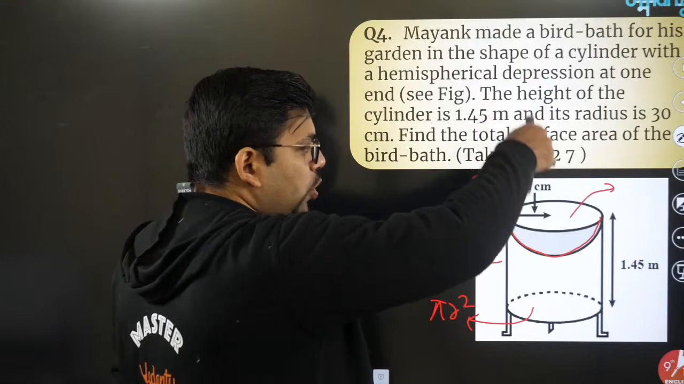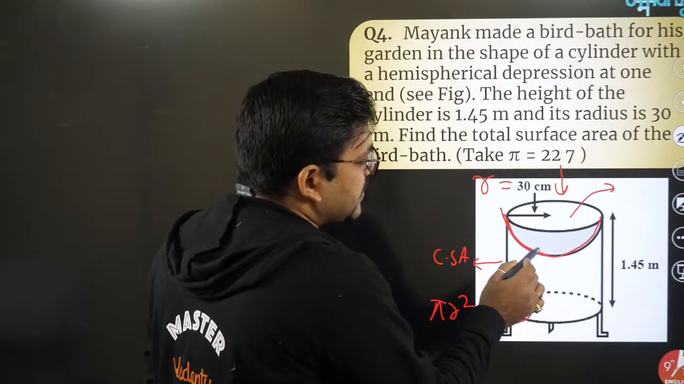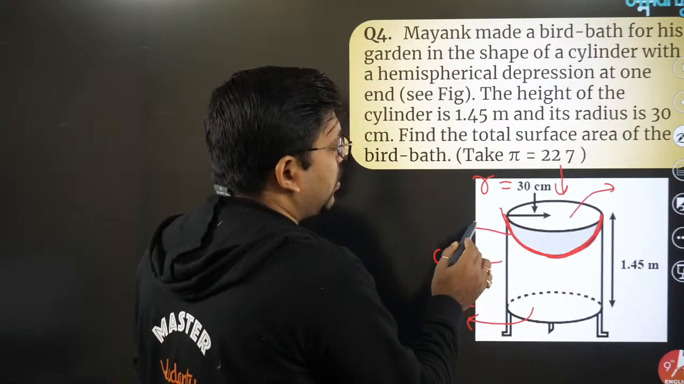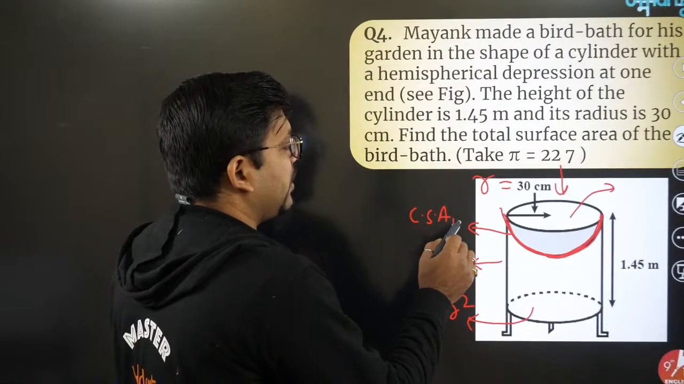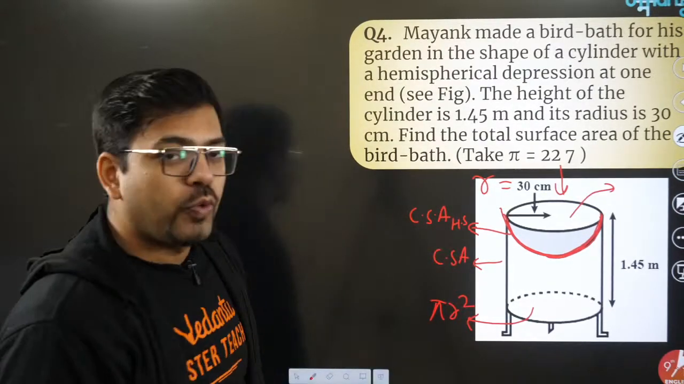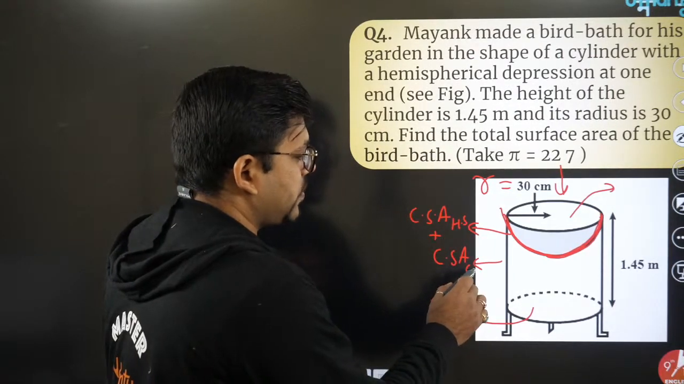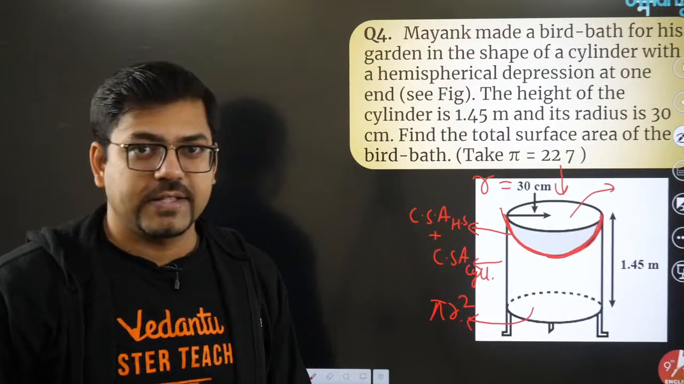But once you look at it from the top, you would be able to see the curved surface area of the hemisphere. So this is CSA of hemisphere. So what you'll have to add is curved surface area of hemisphere plus curved surface area of cylinder plus pi r square. And hence you will get the answer.